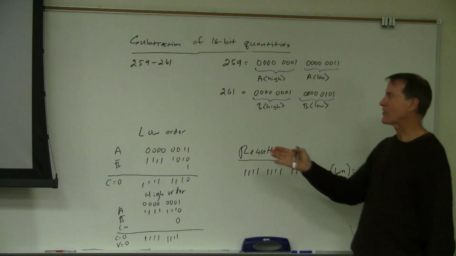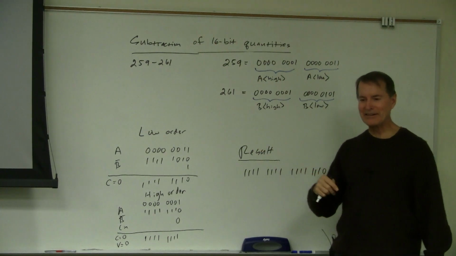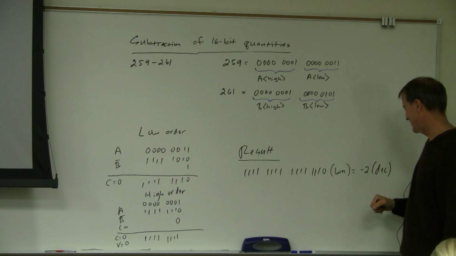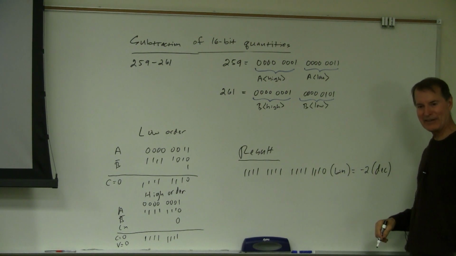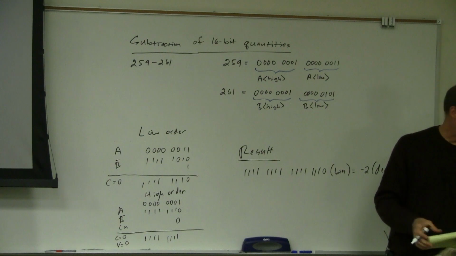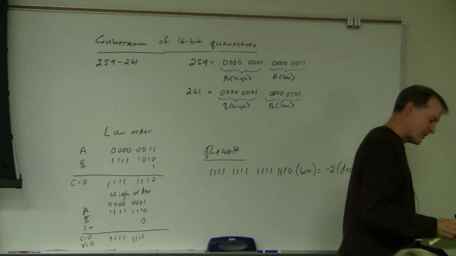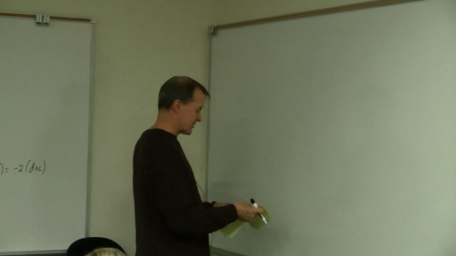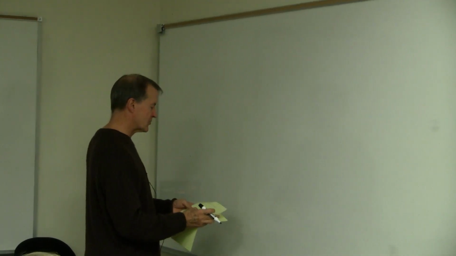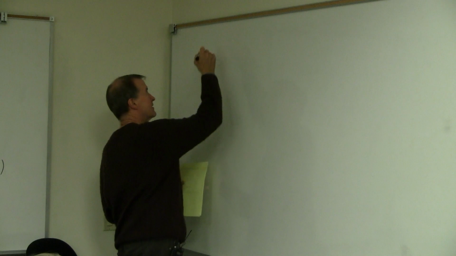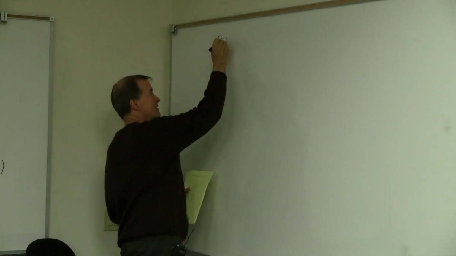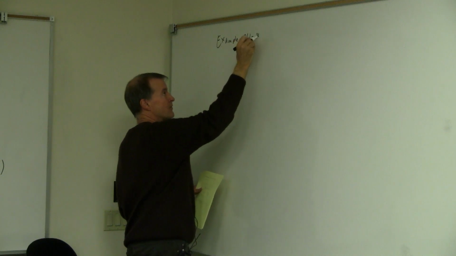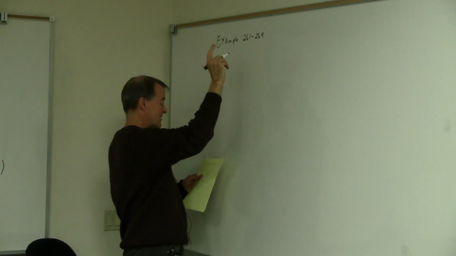Well, what is 259 minus 261? -2. I rest my case. Are we good? Let's focus over here. Now just to show, what would happen if we did, instead of 259 minus 261, 261 minus 259? Now is it still going to work?